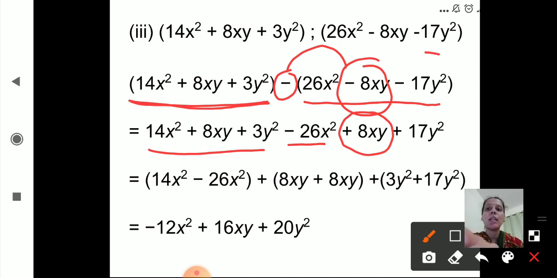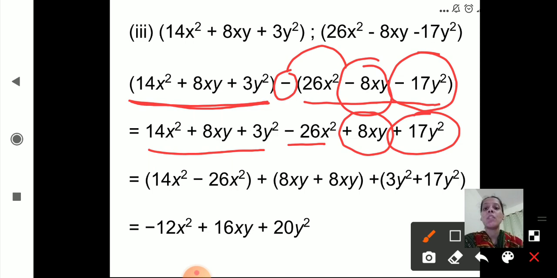Now the third term, that is minus 17y square. So we are writing it as plus 17y square, because outside the bracket there is a minus sign, minus minus becomes plus, so plus 17y square. Hope you are clear till the second step. In the first step we wrote both the algebraic expressions in brackets with a minus sign in between. Now in the second step we write down the first algebraic expression as it is, and for the second algebraic expression the signs inside the bracket will change. Plus becomes minus, and minus becomes plus.